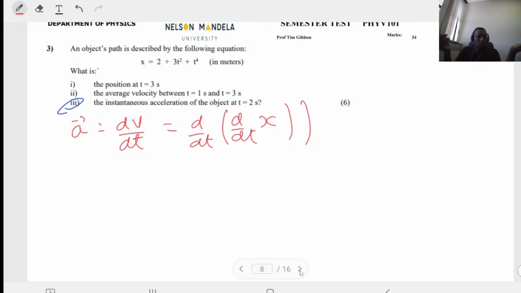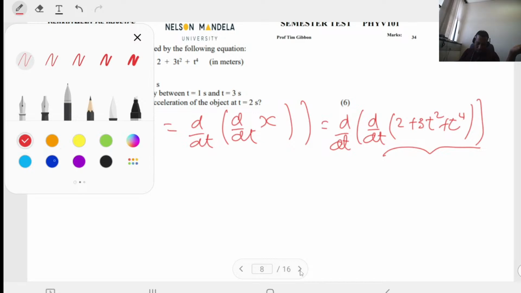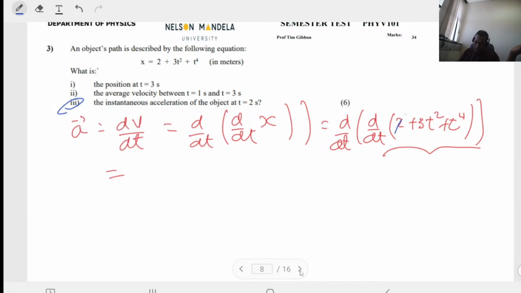You need to differentiate twice. Therefore, those of you not good in mathematics, I'm going to say d by dt of the first x, d by dt of 2 plus 3t squared plus t raised to 4. This is what it is. But if you differentiate this one, first let's do the inside one. What is the differential of a constant number? You must shout in your head by now, I believe. Differential of a constant number is 0 because it's a constant. Then that thing is going to disappear, the inside one, this one is going to be 0. What's the differential of t squared?